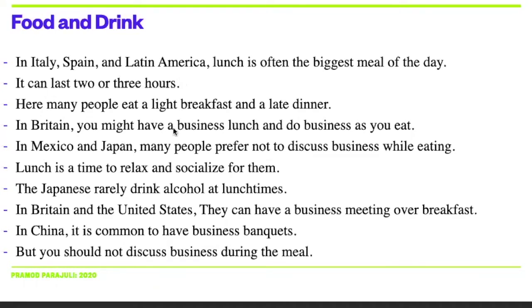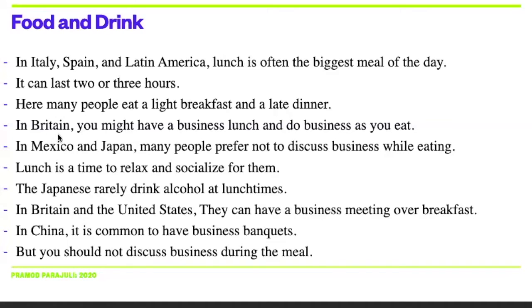Here, many people eat a light breakfast and a late dinner. Light breakfast because they have their lunch a bit later. It's not like ours, 9, 10 o'clock or a.m. as we are having. They have it around 12, 1 like this. Therefore, they take some light breakfast and late dinner. Late dinner because they are having a heavy lunch.